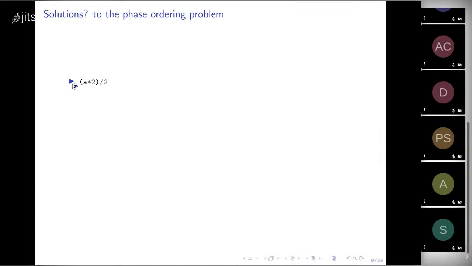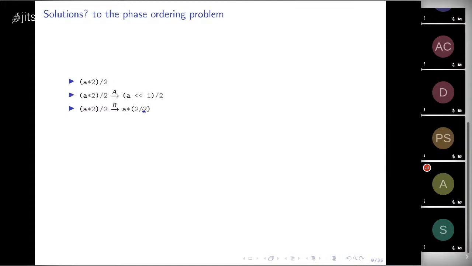Now, one way to optimize this would be to take the a times 2 and rewrite it into a left shift 1 divided by 2. And another way to start optimizing this program is to take the a times 2 divided by 2 and reassociate it, reorder the expressions, and write it as a times 2 by 2. This is a valid rewrite that one can do on an arithmetic expression.